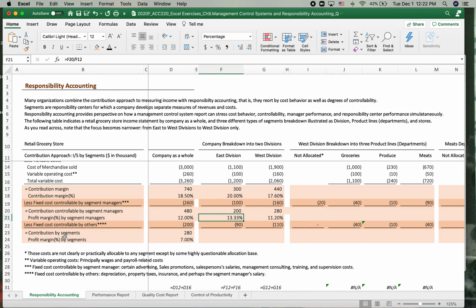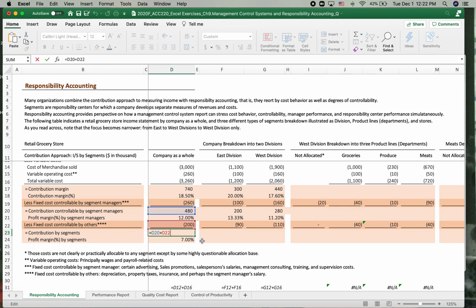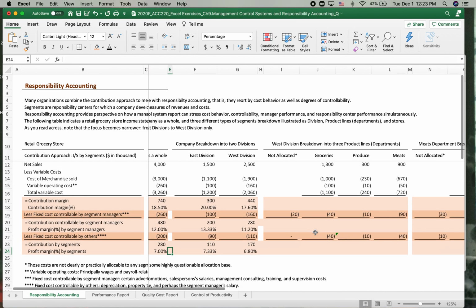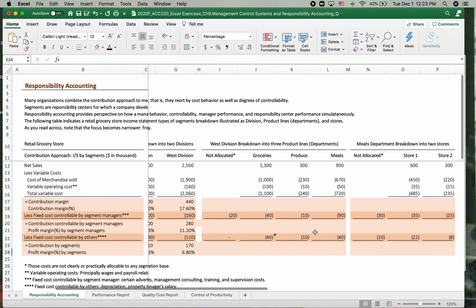And then contribution by segment, now 90,000 and 110,000, which is the fixed cost controlled by others, not related to segment managers. So we can calculate in the same way. So 170, but when you calculate the profit margin, the profitability, which is lower? Still, the West division is lower. So we want to identify where it went wrong. Let's go to the West division breakdown.